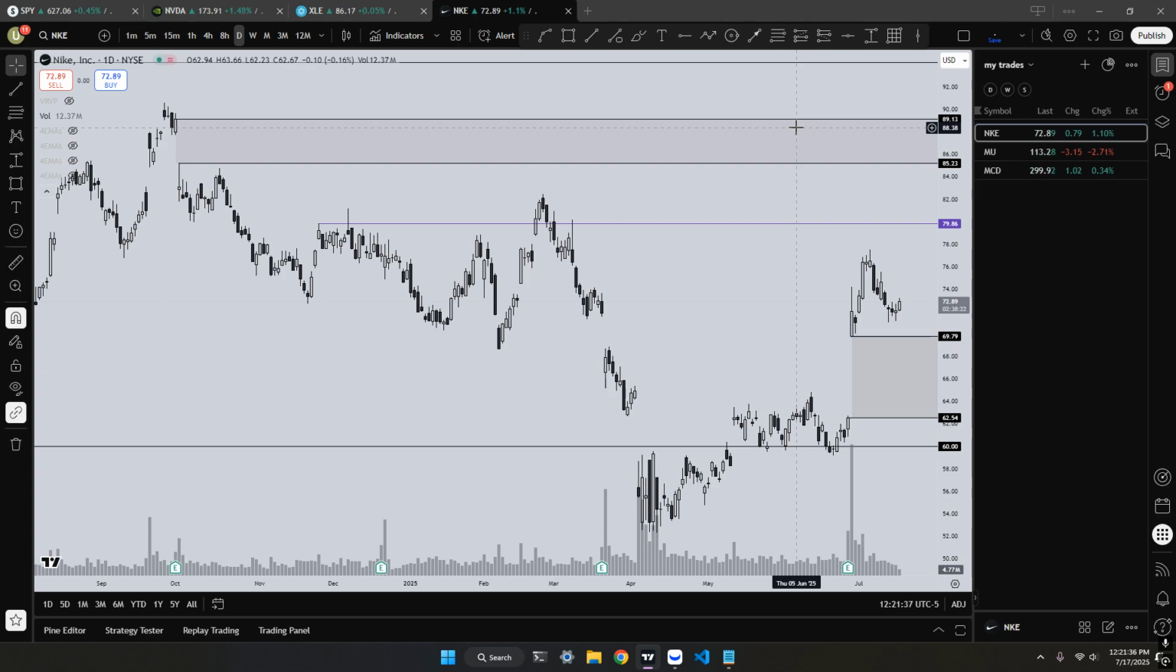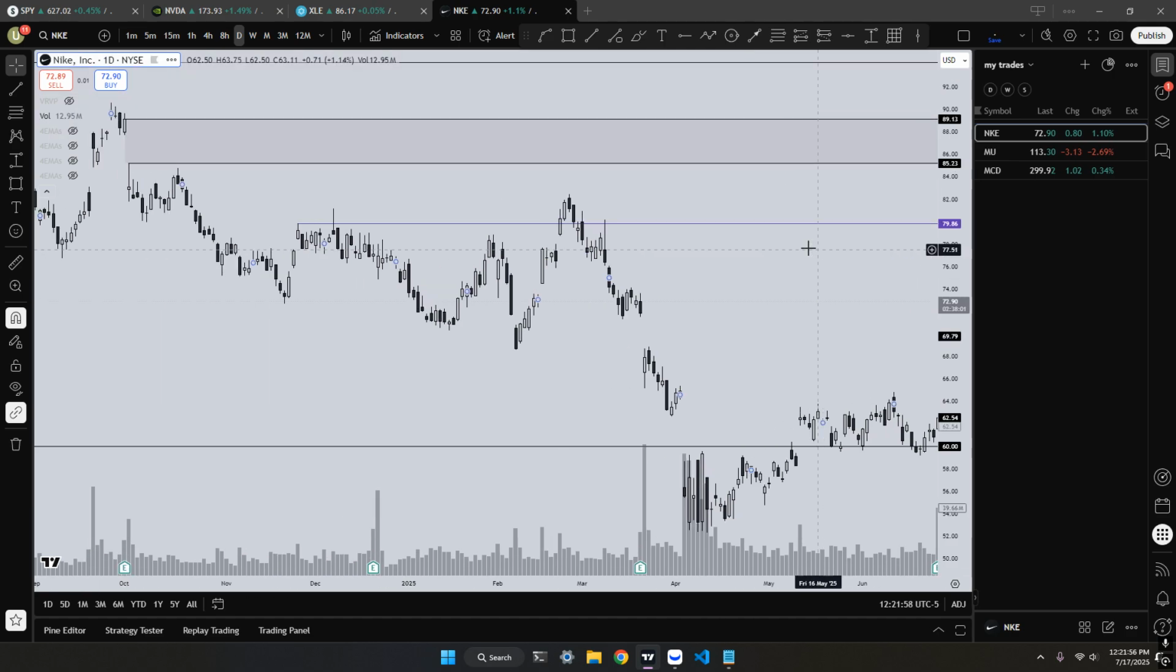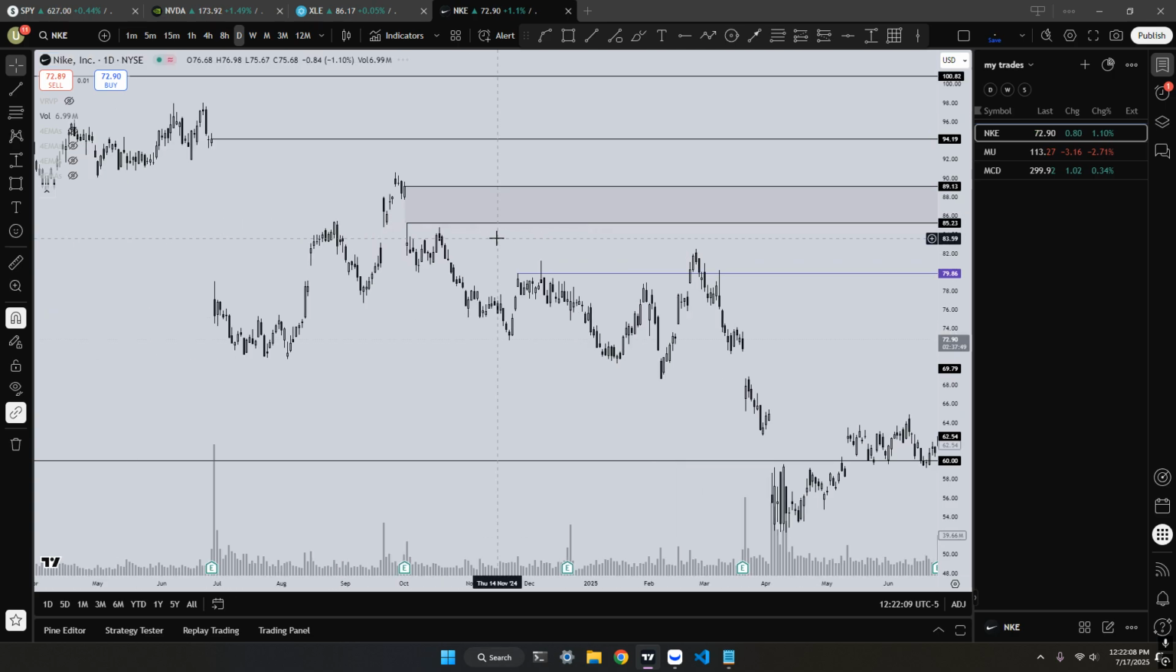Nike was one where it was another. It was another. It was just a failed breakout, right? So we had the cumulative sequence on Nike, right?